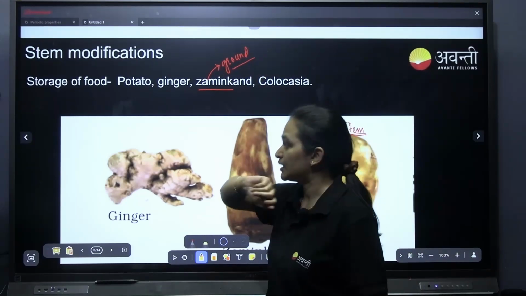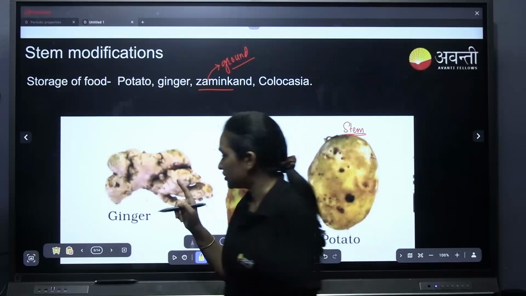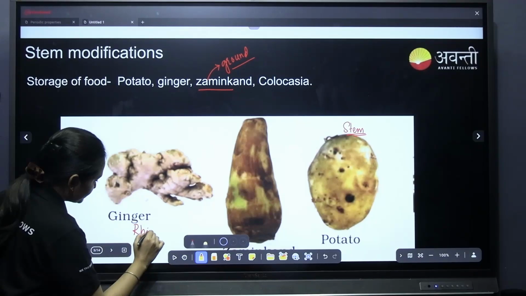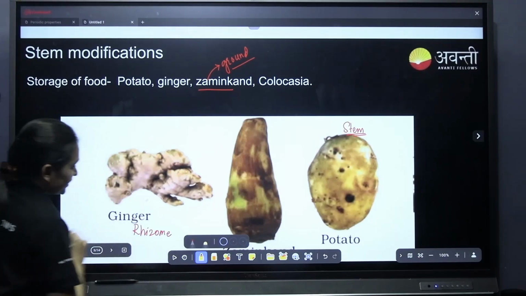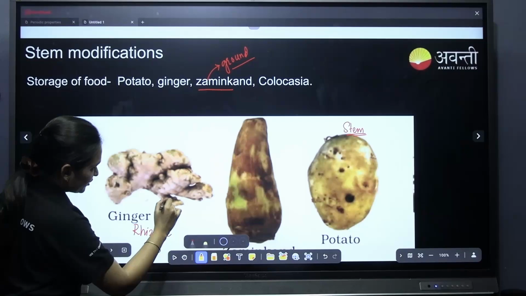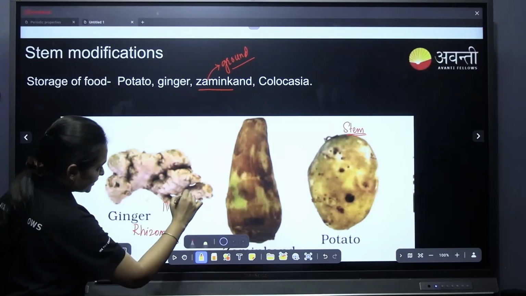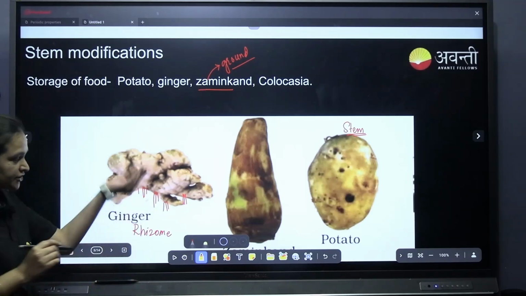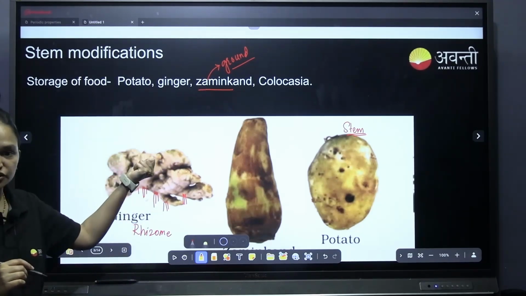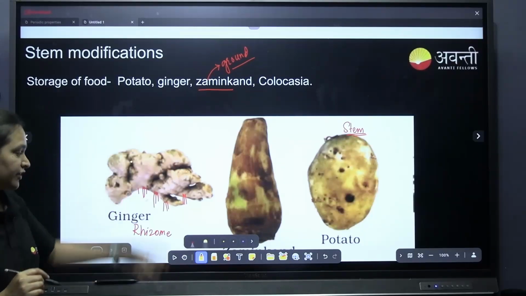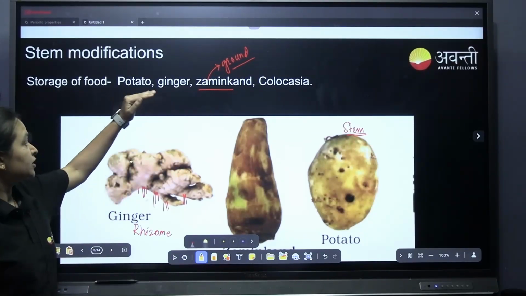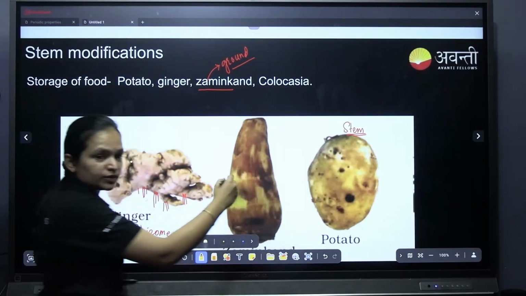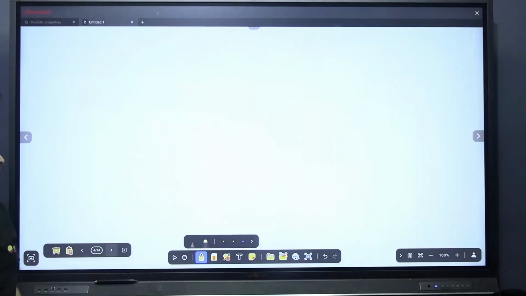Ginger is a stem modification, not root modification. You can see this is a ginger, we call it the rhizome of ginger. This is the stem, and you can see the roots coming out of it like this. In the nodes, the roots will be coming. These are the small roots. But ginger, this rhizome, is a stem modification. I hope you understood. Ginger, potato, Zameen Khand and colocasia. Colocasia also. It does look like the same thing.